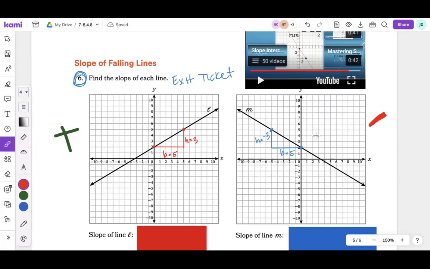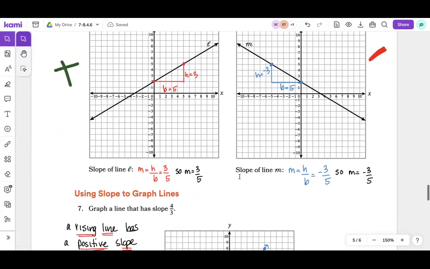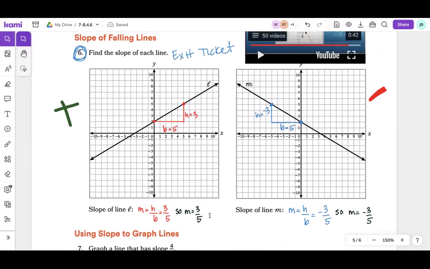each line is. So for the one on the left, what you should have found is that your slope is a positive 3/5. We are going up 3 and to the right 5. So that's 3 over 5, 3/5. And therefore, the one on the right here in blue is a negative 3/5 because we're going down 3 and then to the right 5, negative 3 over 5.